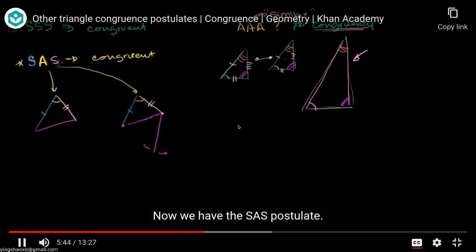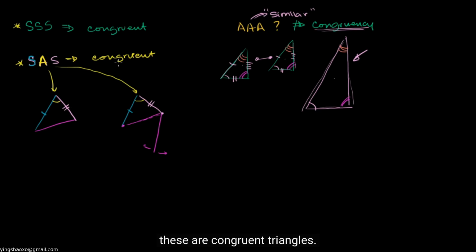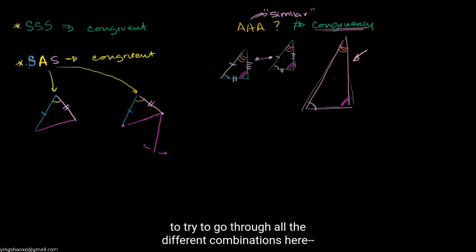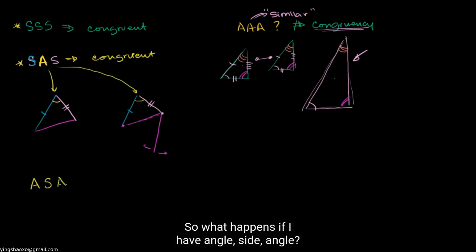Now we have the SAS postulate. Two sides are equal and the angle in between them for two triangles, corresponding sides and angles, then we can say that these are definitely congruent triangles. Now what about, and I'm just going to try to go through all of the different combinations here, what if I have angle, side, angle? So let me try that. What happens if I have angle, side, angle?